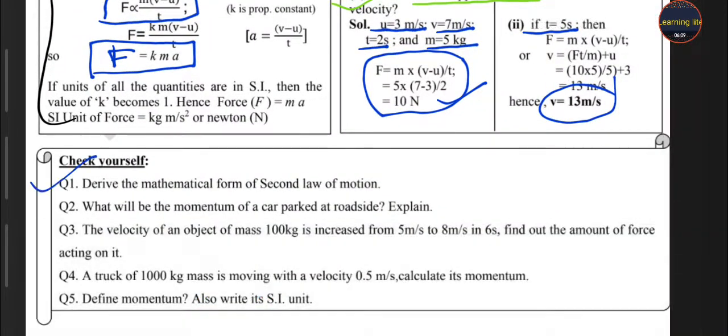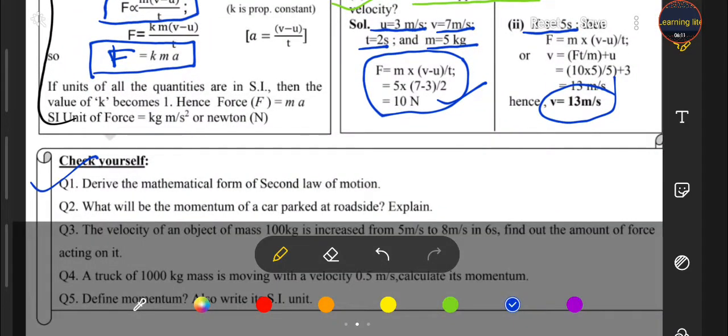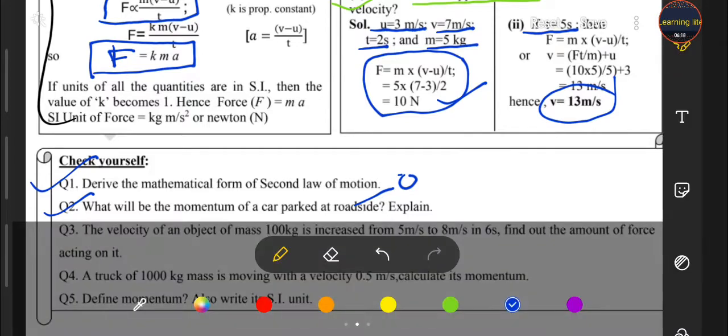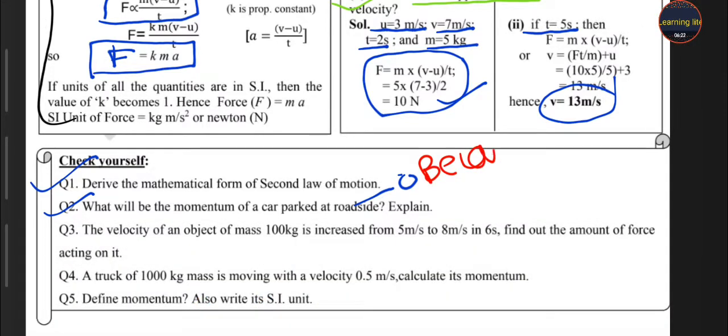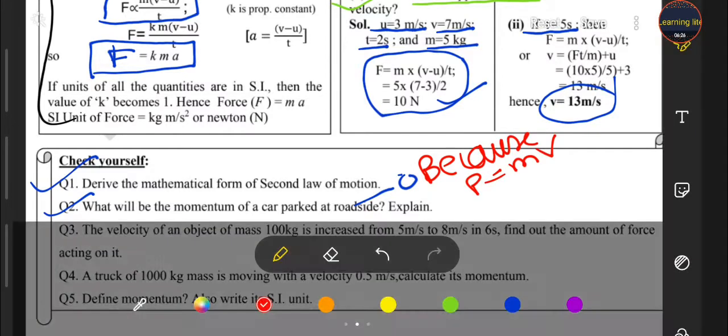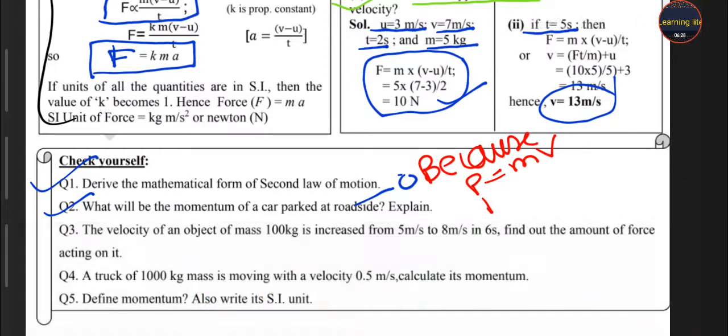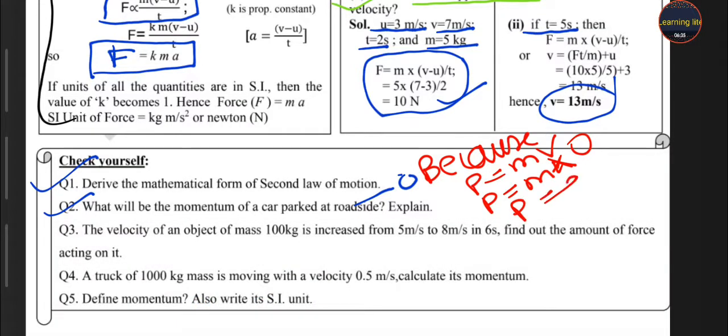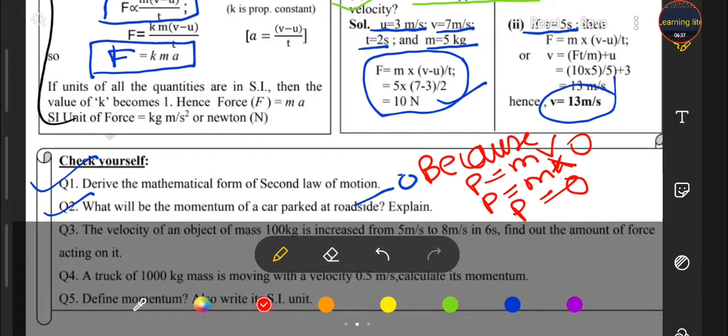Let's do the exercise. First question we discussed. Second, what will be the momentum of a car parked at the roadside? 0. Why? Because P equals mv. Momentum is the product of mass and velocity. P equals m into v is 0 because the car is at rest. So our momentum is also 0.